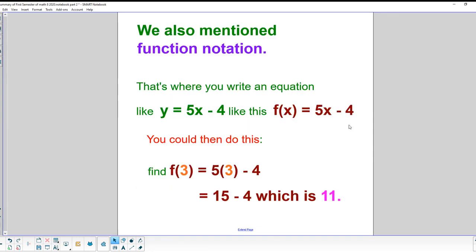We also mentioned function notation. That's where you write an equation like y equals 5x minus 4 like this: f of x equals 5x minus 4. Now f of x and y are interchangeable, but this is just saying we have a function of x. And then we could easily say, what if we wanted to put 3 into this function and find out what it equals? That made it easy to do by just putting a 3 right here and then putting the 3 right there, and then on the right side doing 5 times 3 minus 4, which in this case equals 11.